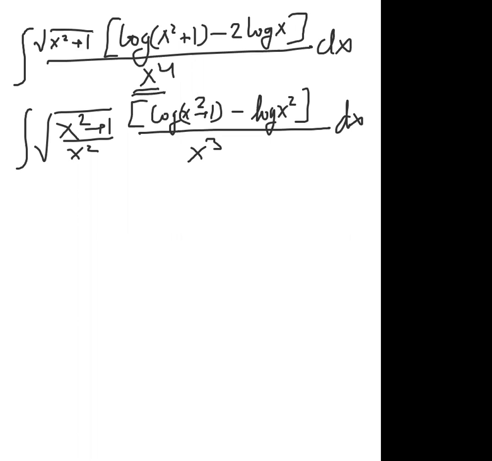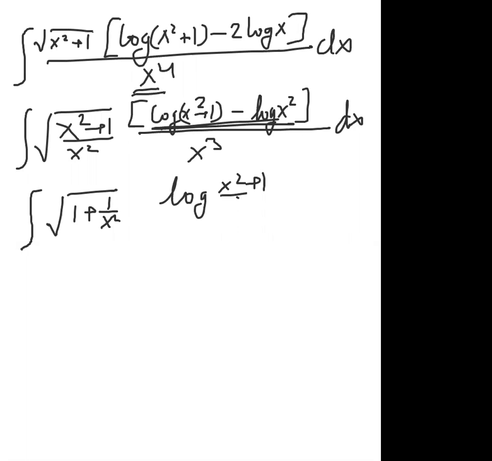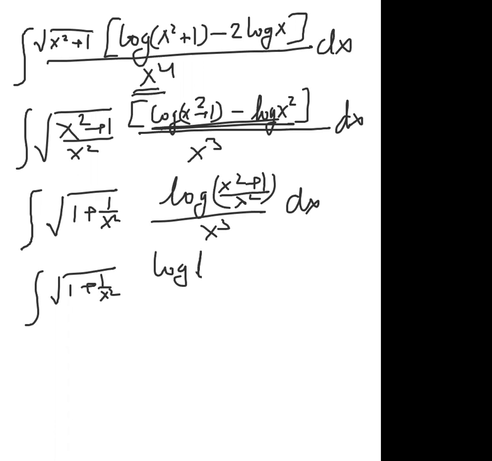Now see, it will be under root 1 plus 1 upon x square. Log a minus log b will be log a upon b, that is x square plus 1 upon x square, whole upon x cube dx. Next step, one more step I need to take. Root of 1 plus 1 upon x square, log of 1 plus 1 upon x square, upon x cube dx.